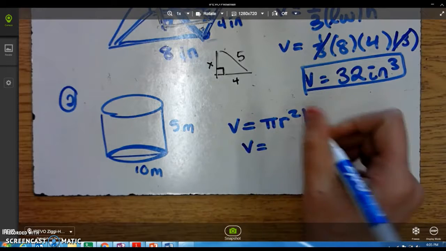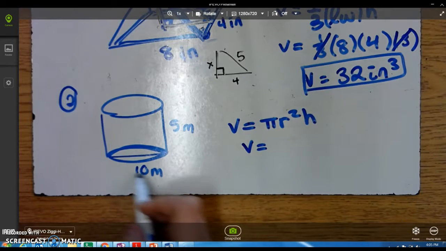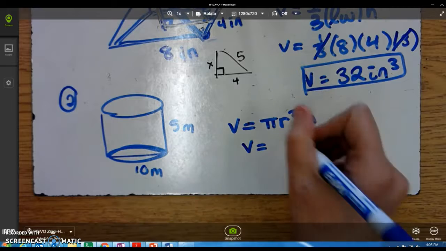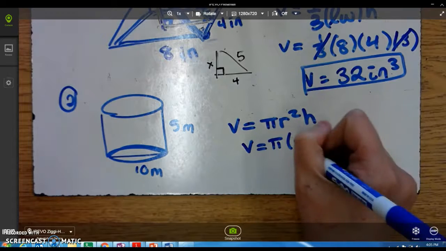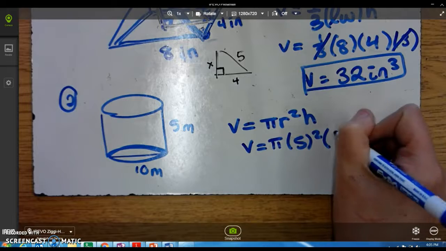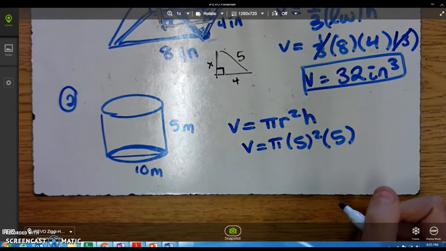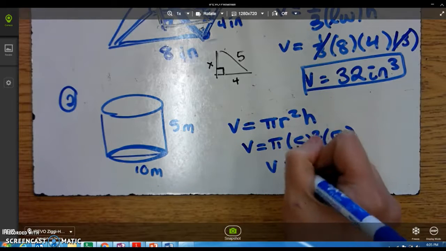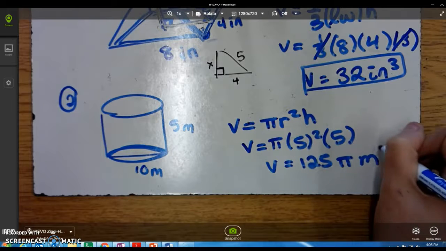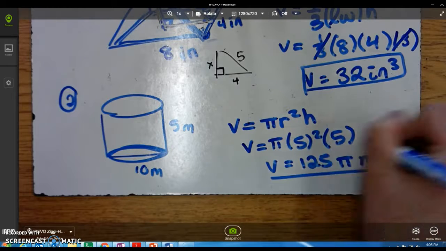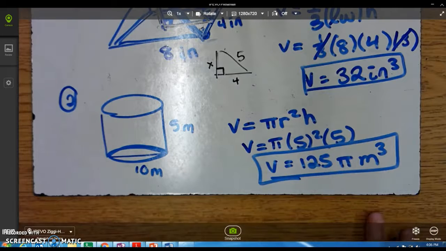So volume is equal to the radius. If I gave you the diameter, I just split this in 2, times pi. Pi times the radius squared times the height, which is also 5. So volume is equal to 125 pi meters cubed. And remember, you can leave it like this on the test because that is the exact answer.